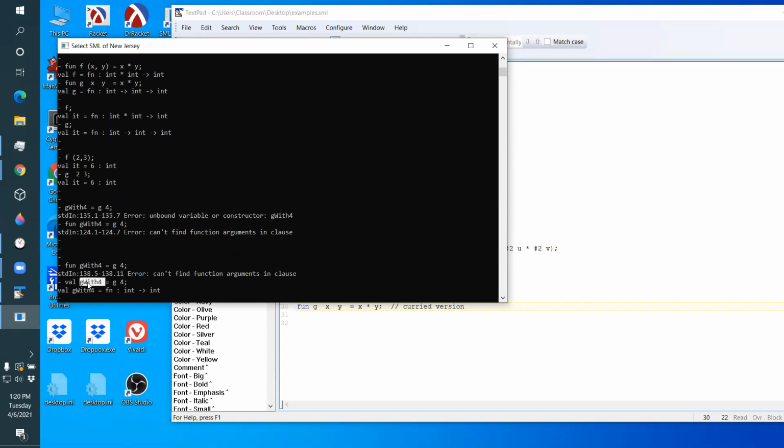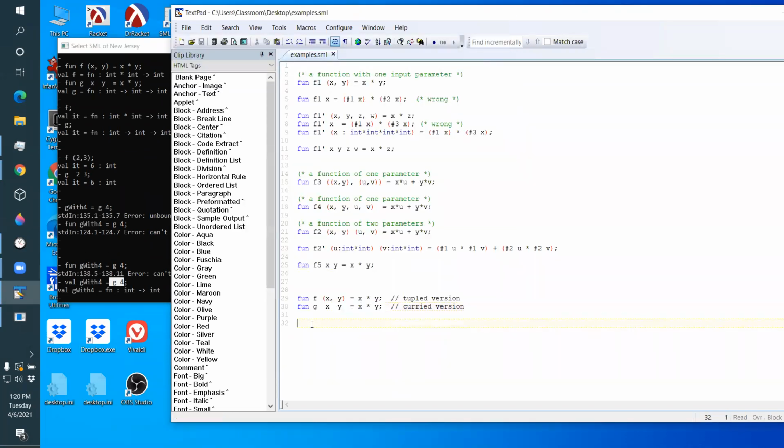Okay. G with 4 is G with just one of its inputs. This is called a partial application. So if I go over here, I'll write it here. Val G with 4 equals G of 4. This is called a partial application of a curried function. You can only do partial applications of curried functions.